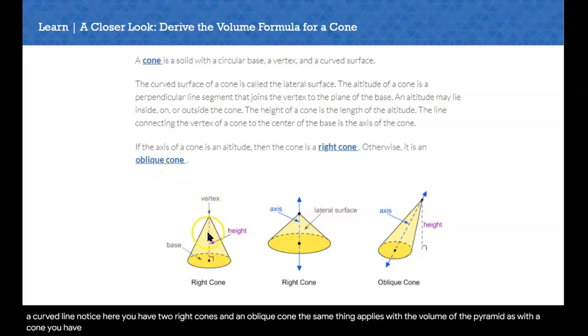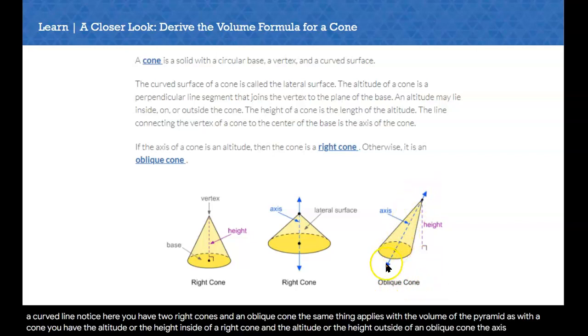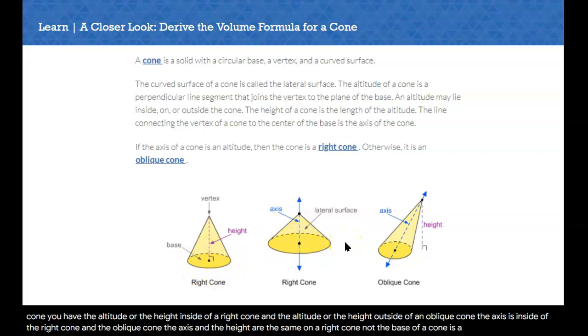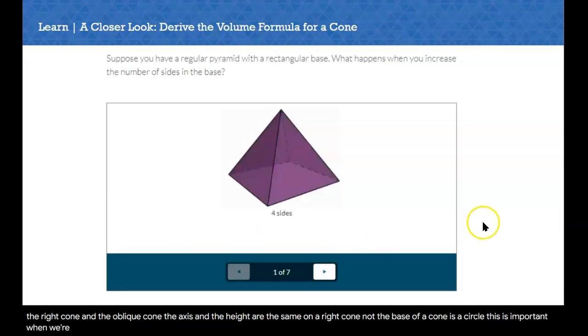You have the altitude or the height inside of a right cone and the altitude or the height outside of an oblique cone. The axis is inside of the right cone and the oblique cone. The axis and the height are the same on a right cone. Notice that the base of a cone is a circle. This is important when we're deriving the formula.